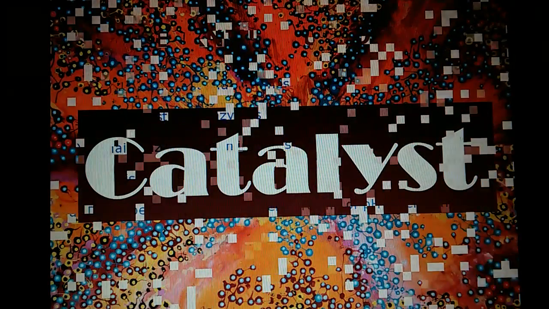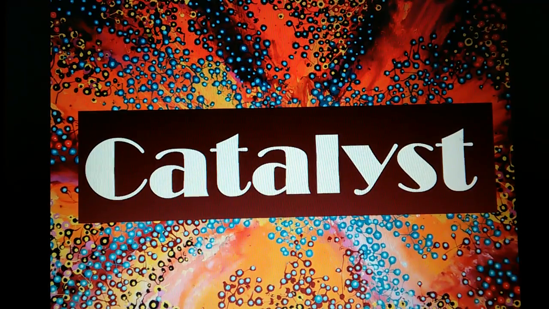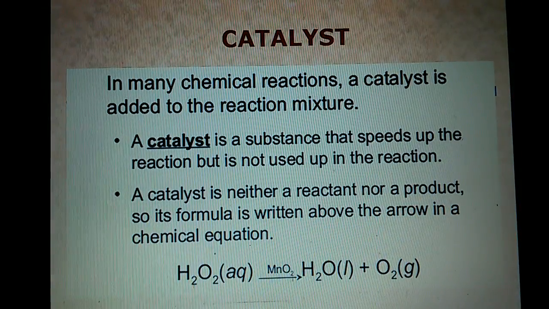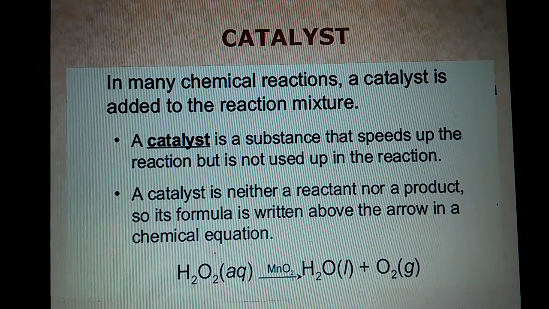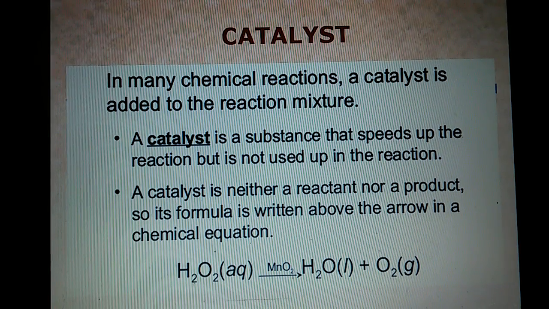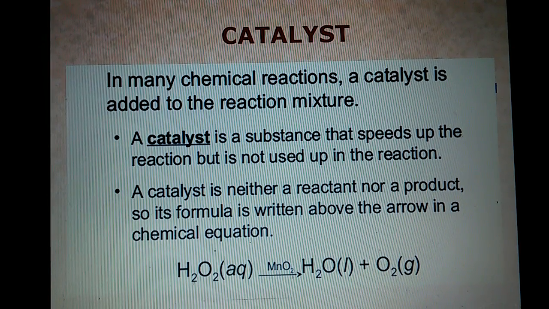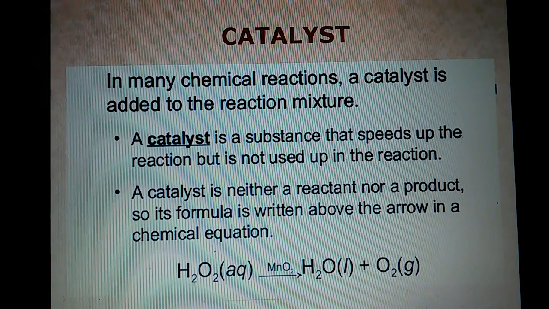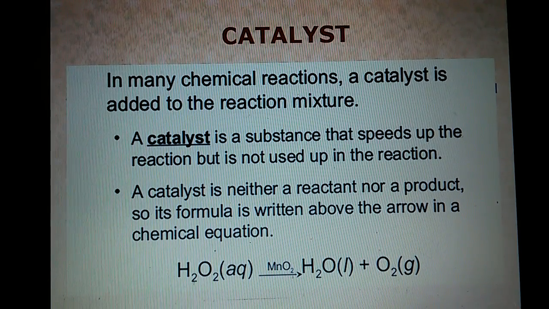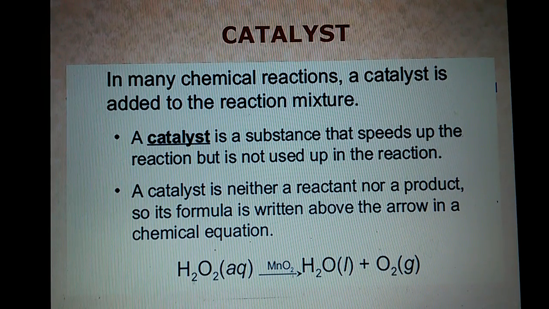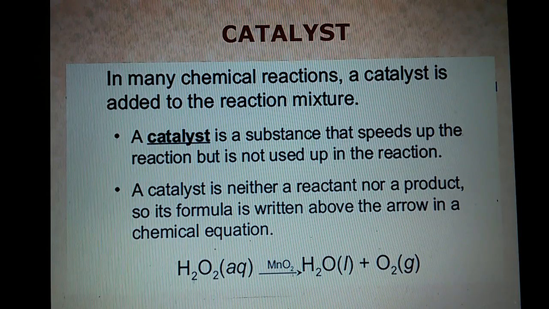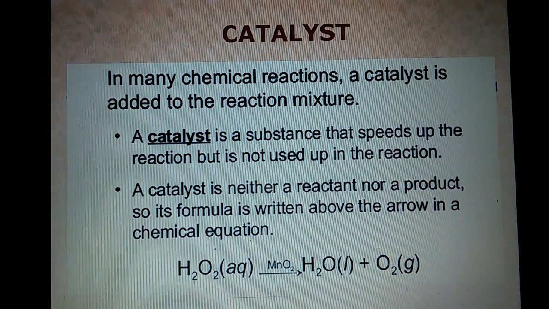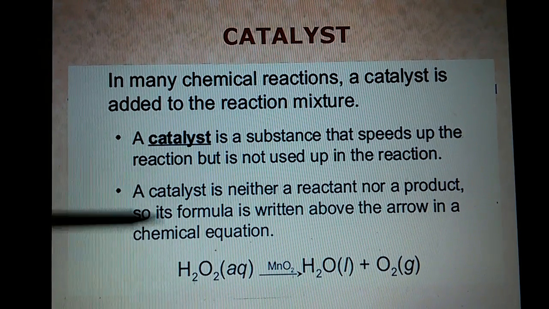Let's start. First of all, catalyst. In many chemical reactions, a catalyst is added to the reaction mixture. A catalyst is basically a substance or a chemical that speeds up the reaction but is not used up in the reaction. It is a speciality of the catalyst. A catalyst is neither a reactant nor a product. You can see the equation here.